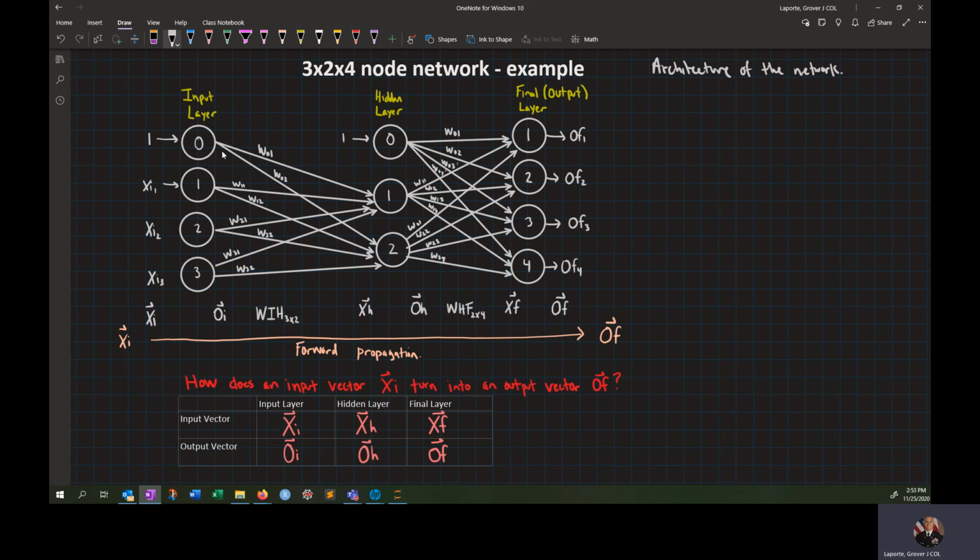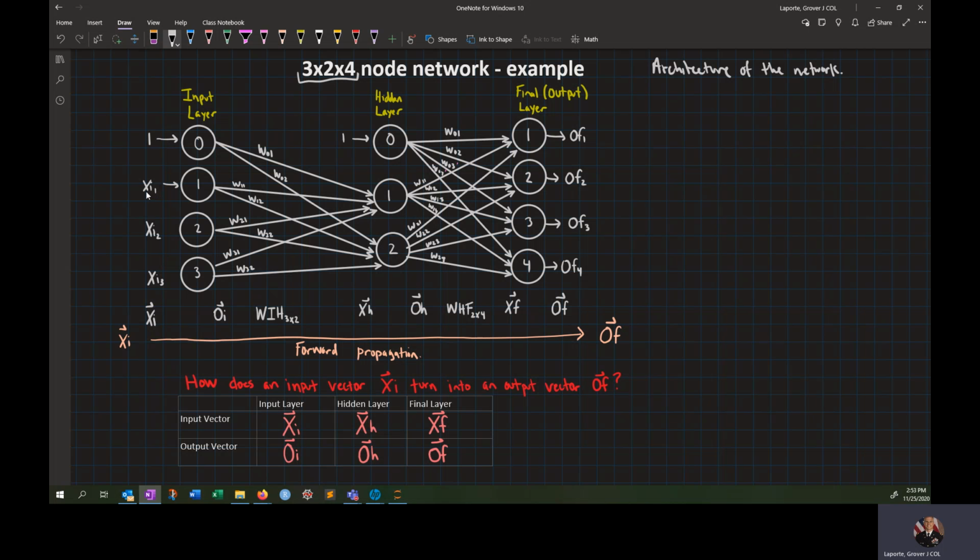So this particular architecture is 3 by 2 by 4. What that means is I have 3 nodes in my input layer, not including the bias. That's why you label them 1, 2, and 3, with 0 being the bias. So x0 is always 1, and that always comes in here, and then whatever your input vector is.